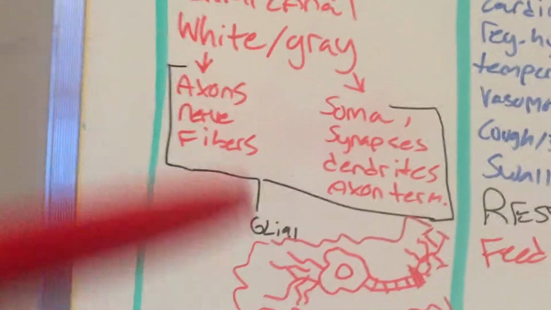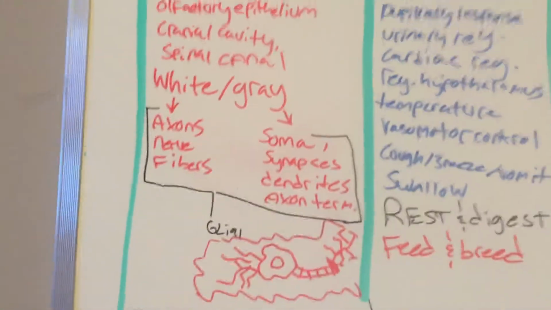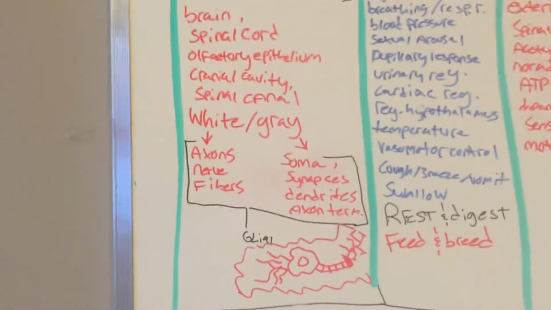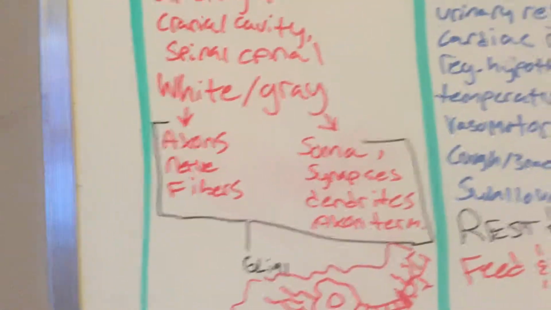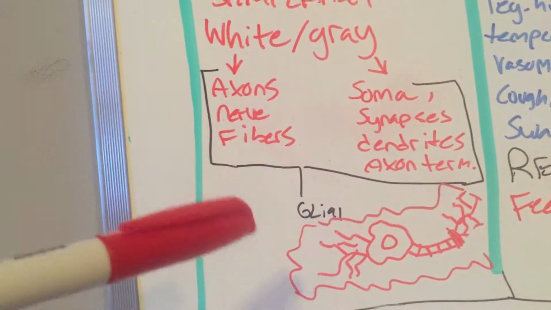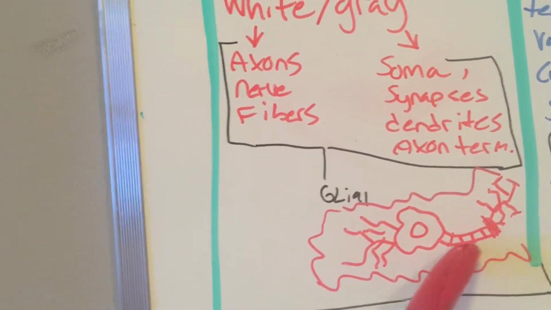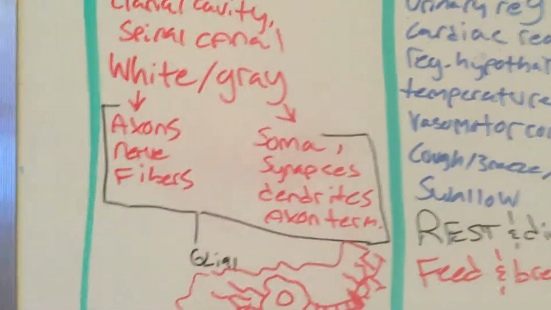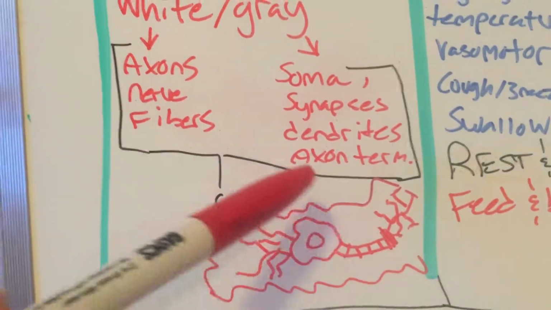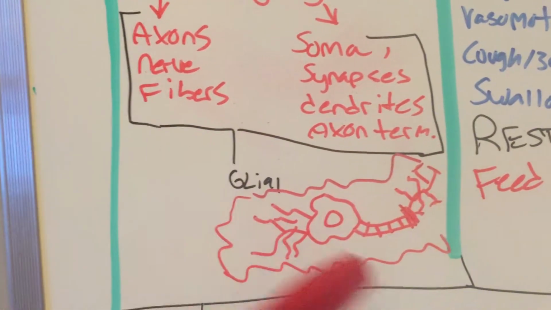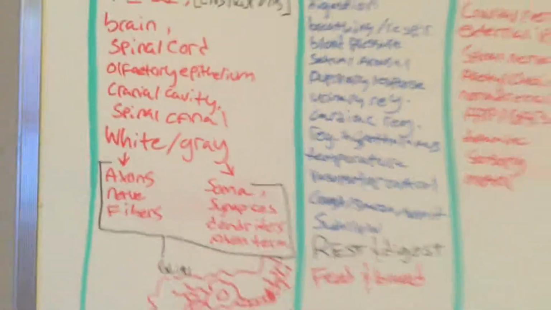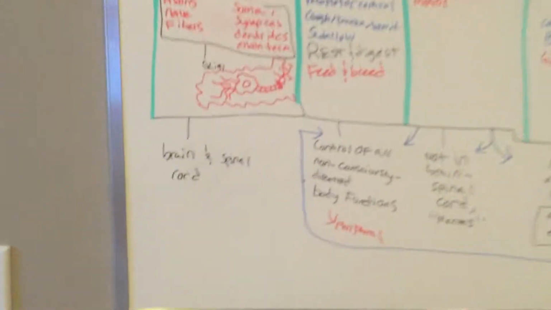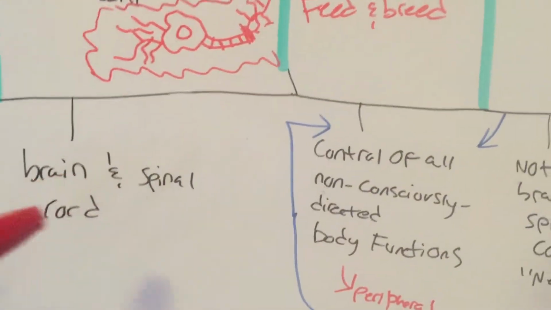So when we have our white matter and gray matter, this is what comprises the brain essentially. When you're looking at a cross-section of the brain, you're going to see there's white matter and gray matter. The white matter is usually comprised of axons, which are these things right here, and nerve fibers. And when you're looking at the gray matter, you're going to be looking for the soma, synapses, dendrites, and the axon terminals. So that is the central nervous system, and as you can see, I have our definition here, which is the brain and spinal cord.